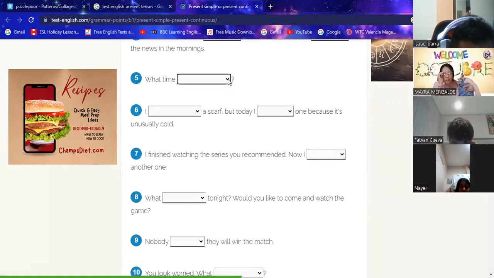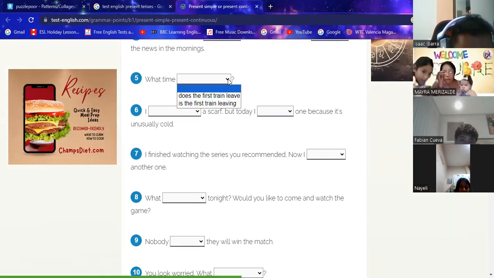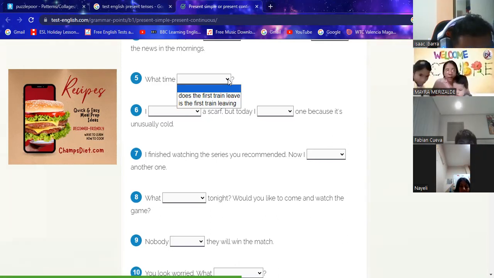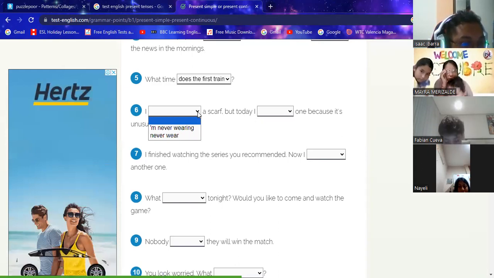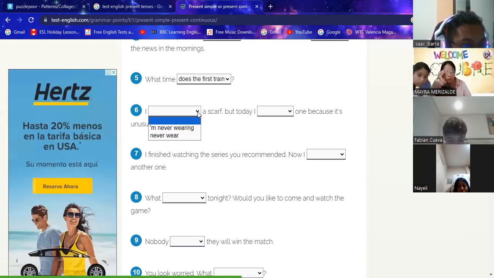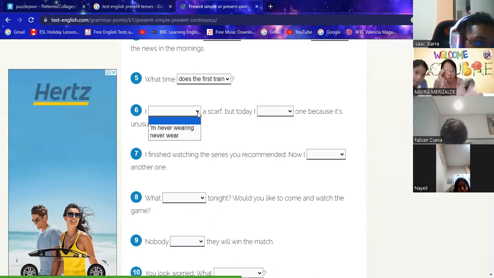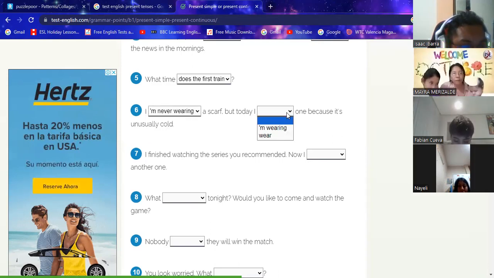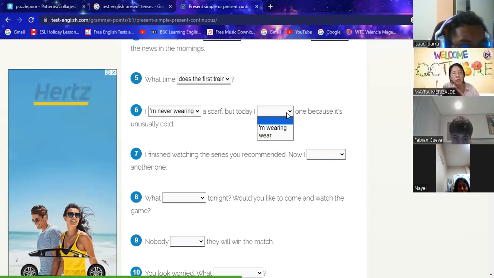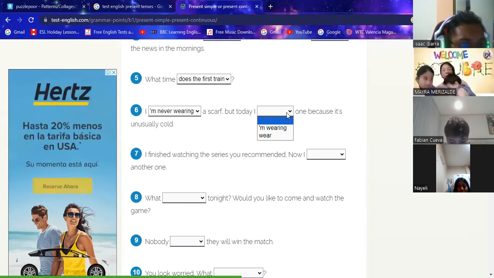Fabián, what time does the train leave? Does the train leave? Isaac, number 6. Read it with the correct verb tense, please. I never wear a scarf, but today I'm wearing one because it's unusually cold. Unusually cold. I like that word, unusually.